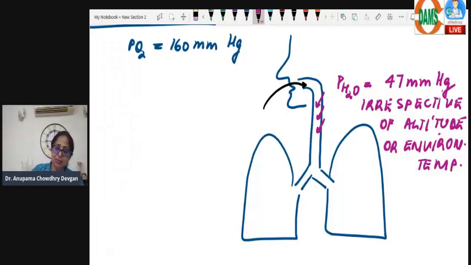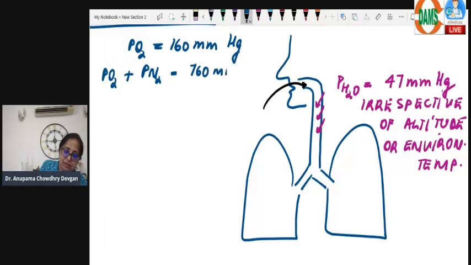What do you understand by partial pressure? Partial pressure means that the partial pressure of oxygen plus the partial pressure of nitrogen is going to be 760 millimeters of mercury. That is what is meant by partial pressure. Oxygen is 21% and nitrogen is 79%. These are the two major gases in the atmosphere. So the partial pressure of oxygen and the partial pressure of nitrogen will be equal to the total pressure, which is 760.